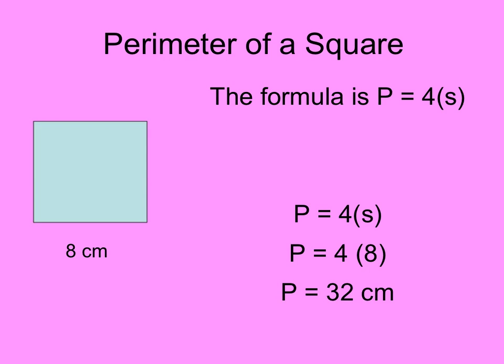First, for perimeter of a square, the formula is perimeter equals 4 times the length of a side. The length of a side is represented by the variable s. In this particular square, one side equals 8 centimeters. So the perimeter equals 4 times s, which means the perimeter equals 4 times 8, which gives us a perimeter of 32 centimeters.